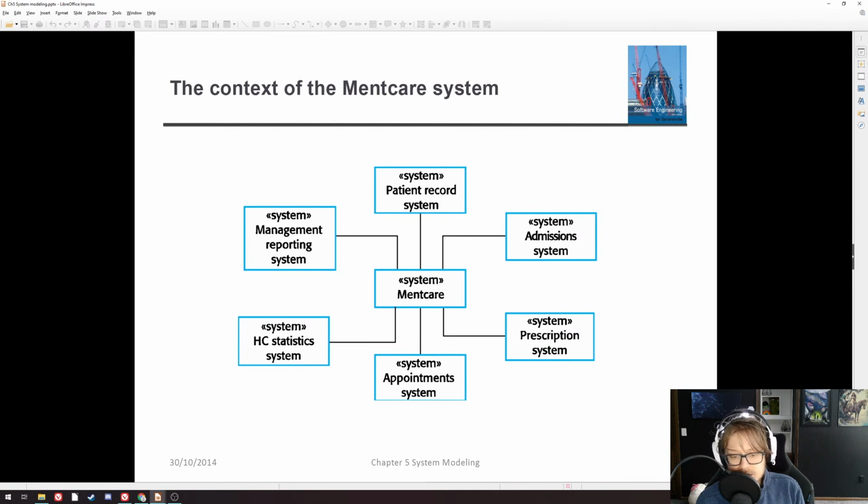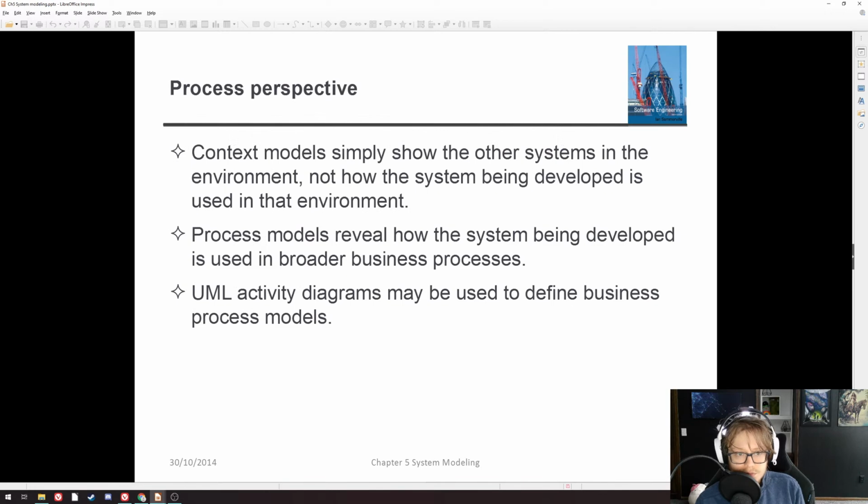So a lot of you have projects where there will be external systems you interact with. Come up with a context document like this. Others of you will have a system that interacts with almost nothing, and your context diagram will be very, very straightforward. So it's up to you. It doesn't have to be that complicated.